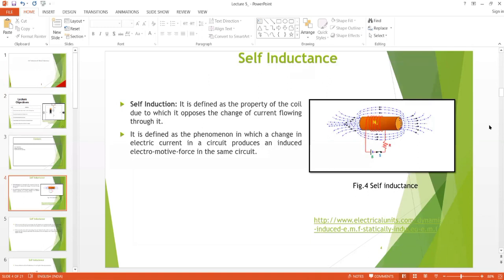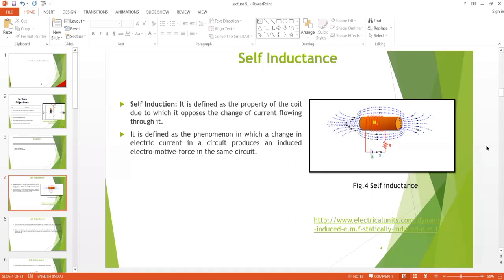When I'm talking about self-inductance, mutual inductance or coefficient of coupling, you need to understand they are connected with the inductor and two different conductors, or the dot convention. Sorry for the inconvenience. Self-induction is defined as a property of the coil. Please remember, self-inductance is a property of the coil which opposes the change of current flowing through it. It is not coming from outside.